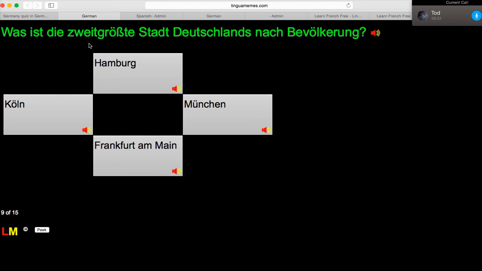Was ist die zweitgrößte Stadt Deutschlands nach Bevölkerung? Now, I think you can figure out, there's two tough words here, I reckon. So, zweitgrößte and Bevölkerung. Second biggest. Yeah, there you go. Stadt. Does that mean kind of city and or town? Do they have a word for city, or do they not bother? That's a good question, because Berlin is referred to as a Stadt.